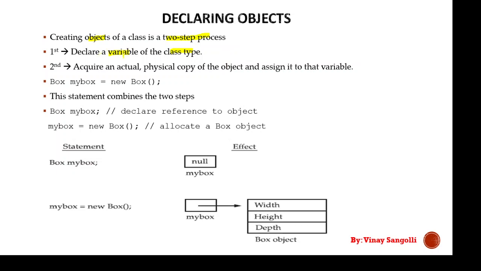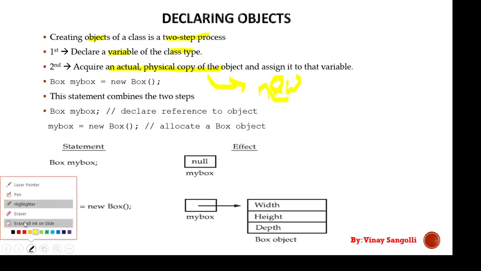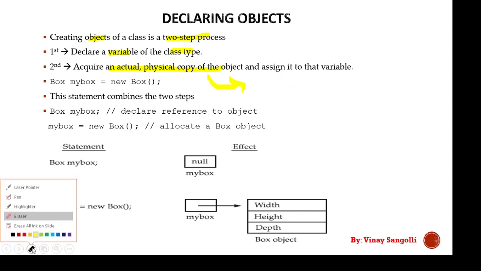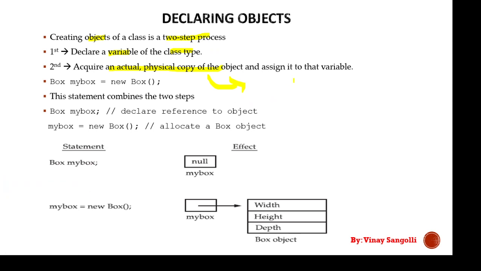The next thing is we need to acquire an actual physical copy of the object. And how do you do this? This is done with the help of the new operator. Now, after creating a physical copy, what is the next important thing? We need to assign it to the variables.